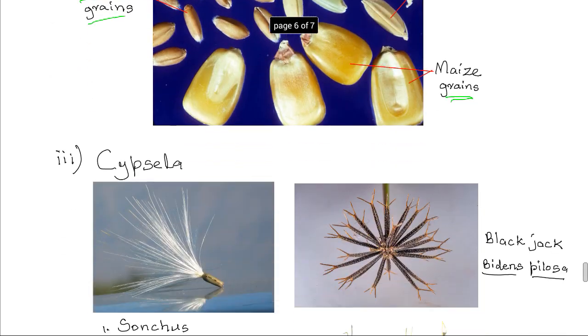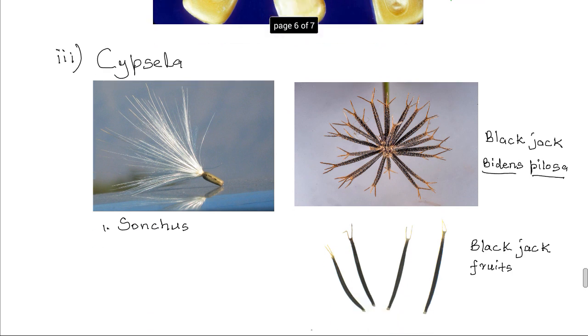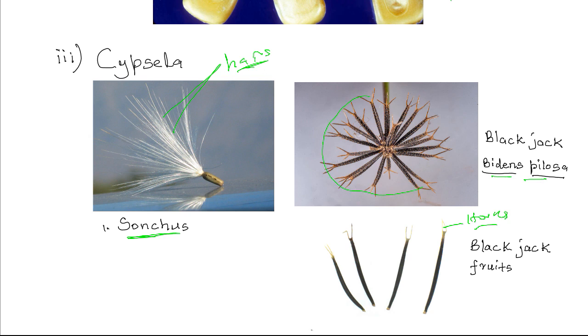Then there is the cypsela. This is a one-seeded fruit in which the calyx persists to form a parachute of hairs, or may form hooks. Either way, the hairs and the hooks help in the dispersal of the fruit. So example includes the fruit of the sonchus and the fruit of the blackjack or Bidens pilosa. So this is a collection of fruits, and here are the individual fruits. You can see this is the body of the fruits, and at the apex there are the hooks that aid in the dispersal of the fruit.